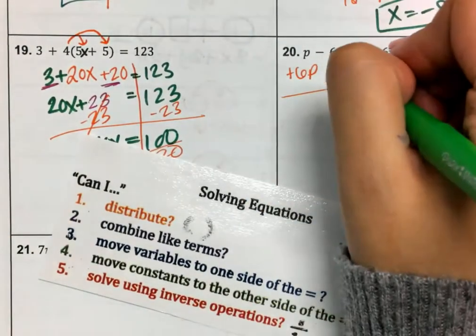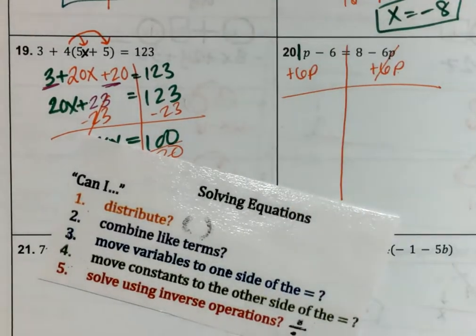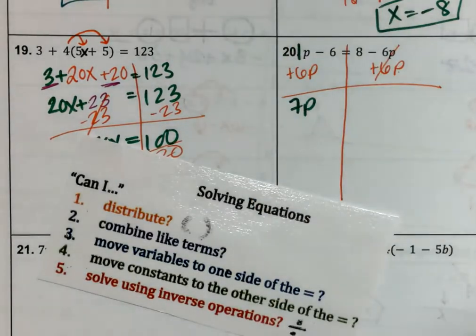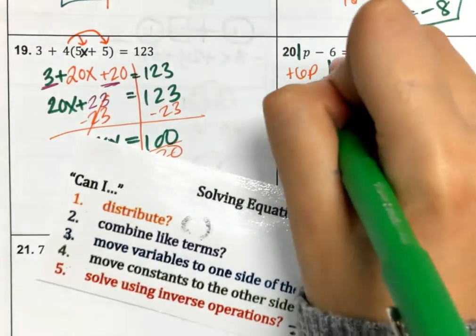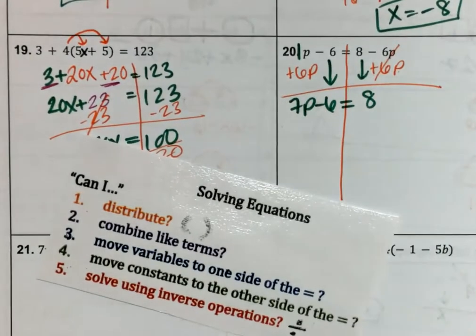So this is p plus 6p. When p is by itself, it's really 1p. So 1 plus 6 is 7. So 1p plus 6p is 7p. I can bring down my negative 6. So I get 7p minus 6 equals, bring down my 8. The 6's cancel out, so I do not bring down anything there.